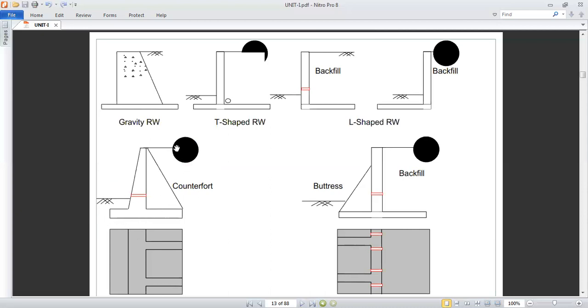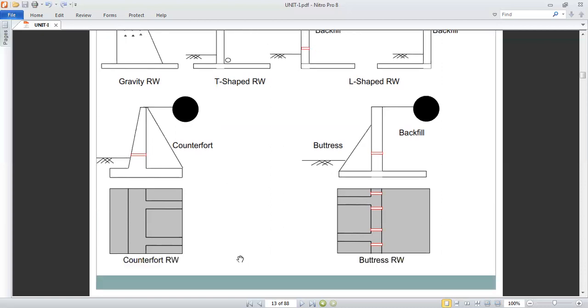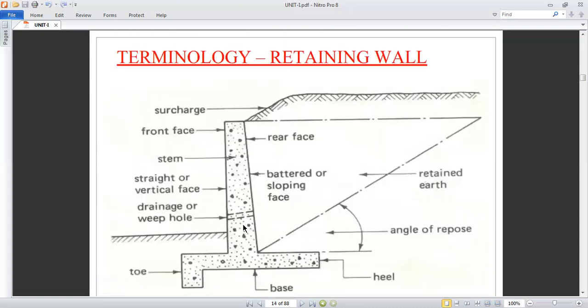So when the earth fill is more, we have active. Okay, so if the buttress is lying on the outside of your retaining wall, we have a buttress retaining wall. So this portion tells you the plan of the counterfort, and this is the plan of your buttress retaining wall. Okay. So we'll move on to the basic terminologies of the retaining wall.